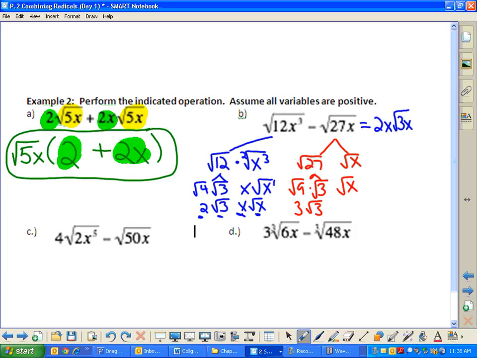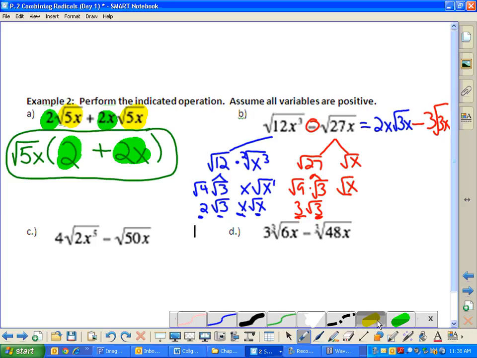You can't simplify that. So what I'm going to do here is subtract, because it said to subtract. So I bring across my minus, and then I'll write down my simplified square root of 27x. What's outside the radical stays outside. What's underneath stays underneath. And then do you see what I have there? I have like radical parts, like terms. This has the square root of 3x, and this has the square root of 3x.